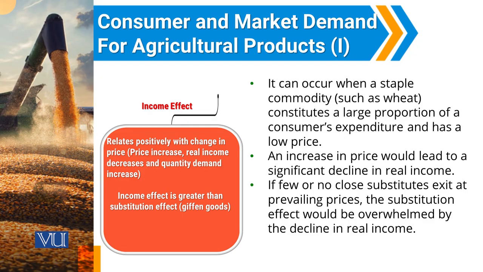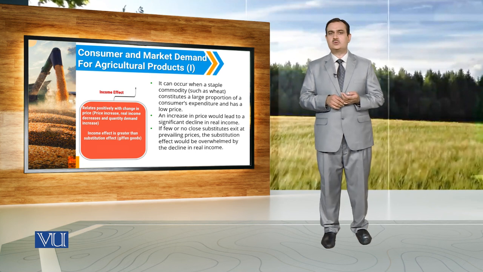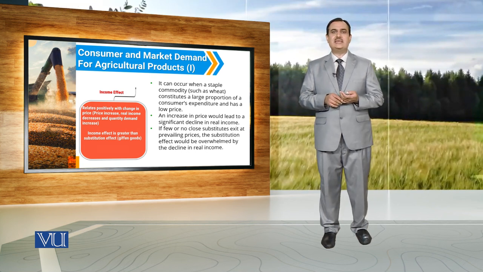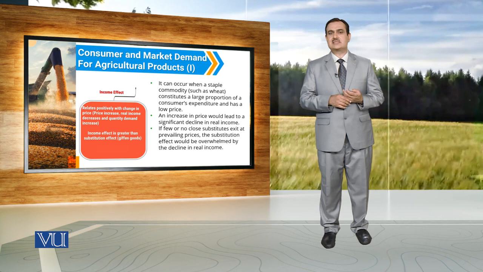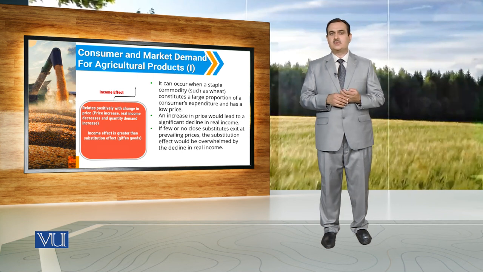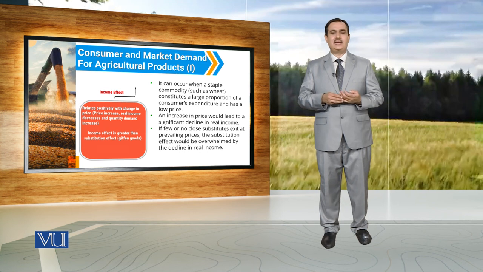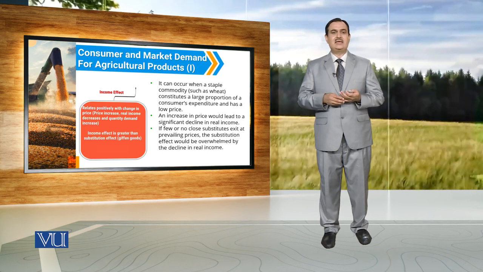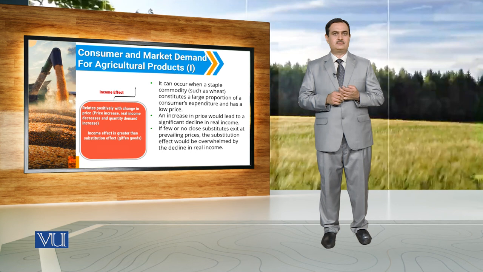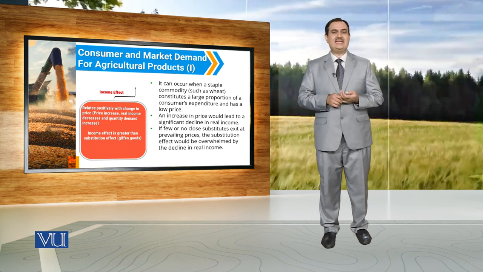And in that case, if we consider wheat is a staple commodity. So when there is an increase in price of wheat, because of that increase in price of wheat, there is significant decrease in real income of the household. And because of that significant decrease in real income of the household, consumer is now not in a position to purchase other things as food items. So he has to increase his consumption of wheat as a food item. So in this case, because of increase in price of wheat, he has to increase his consumption of wheat items.